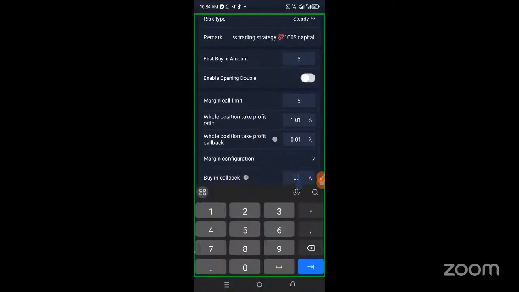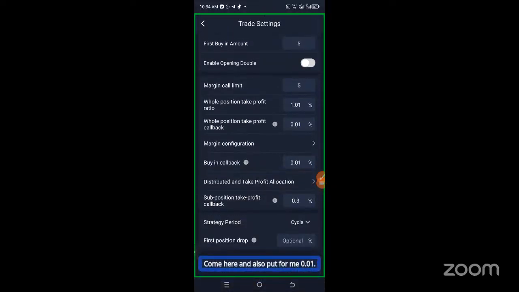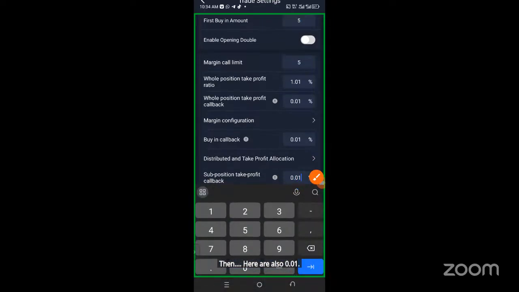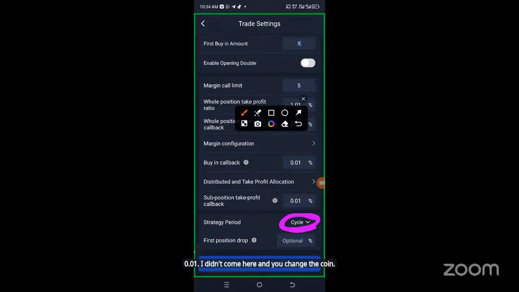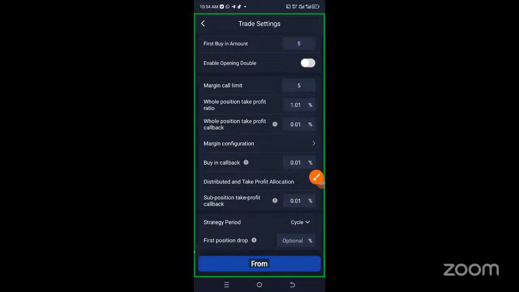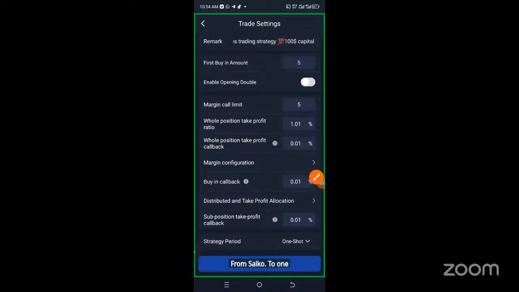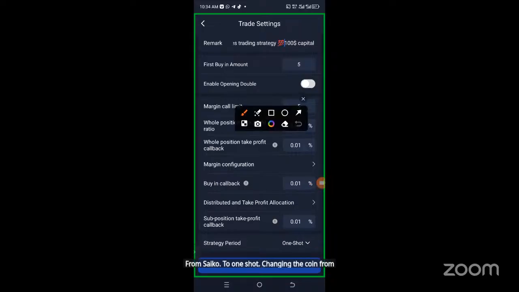Come here and also put for me 0.01. Then here also 0.01. 0.01. Again, come here and change the coin from cycle to one shot. Change the coin from cycle to one shot.